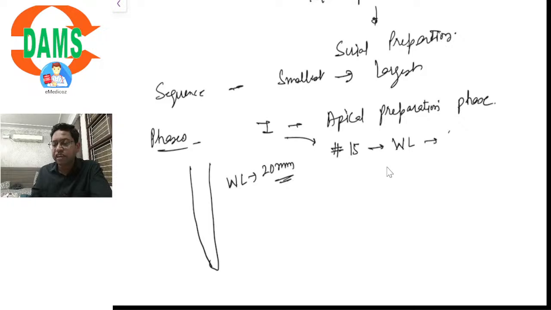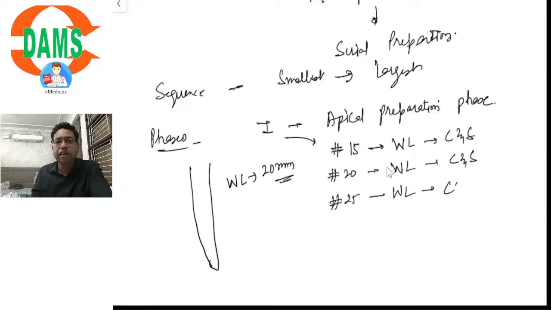We take it to working length and do cleaning and shaping. We take the next higher size again to the full working length and do cleaning and shaping. Next higher size again to the full working length and do cleaning and shaping. So you can see the apical preparation phase, or the phase 1 of step back, remains exactly the same as your standardized technique, and the sequence remains the same, that is from the smallest to the largest.